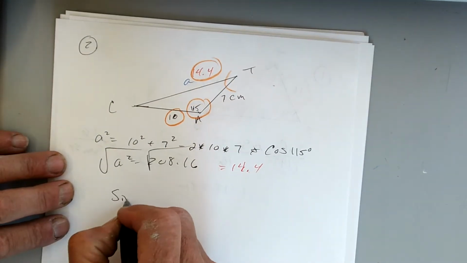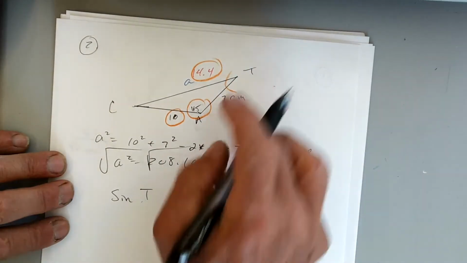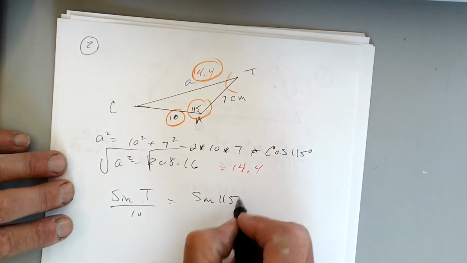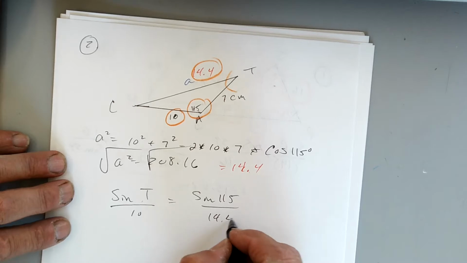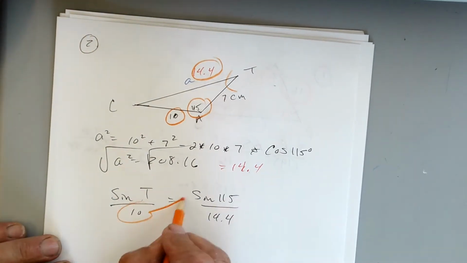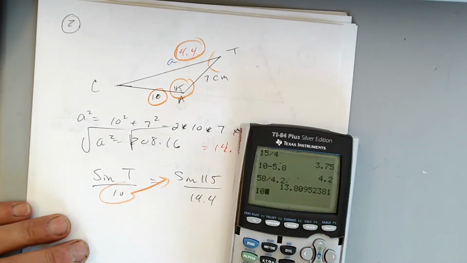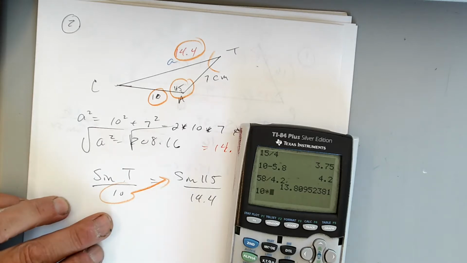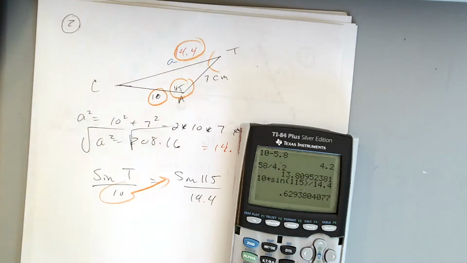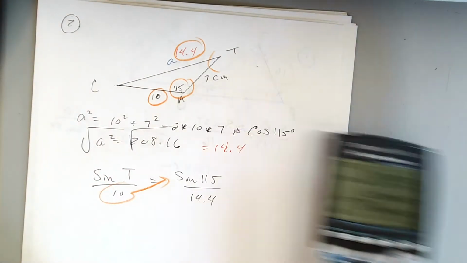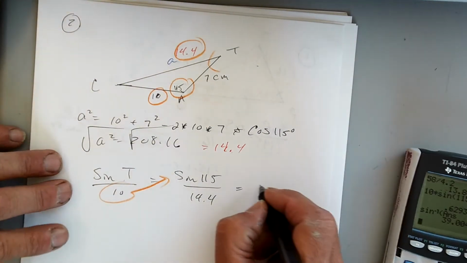So I'm going to go, okay, sine of T over its opposite side, which is 10, equals sine of 115 degrees over its opposite side, which is the 14.4, and I'll multiply up the 10. Okay, I can get that answer. Let's use my calculator. Just going to go 10 times the sine of 115, close parentheses, divided by 14.4, and I will get a decimal. I expect that, so I'm going to go sine inverse of that answer, and I get an answer of about 39 degrees, okay? So angle T is about 39 degrees.